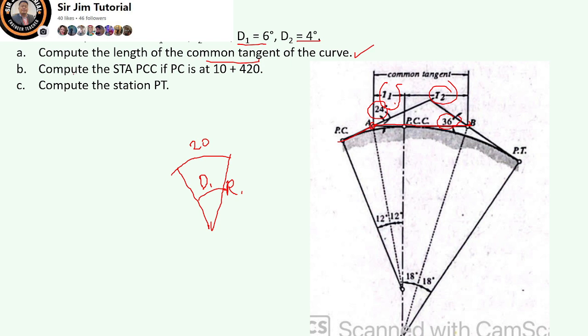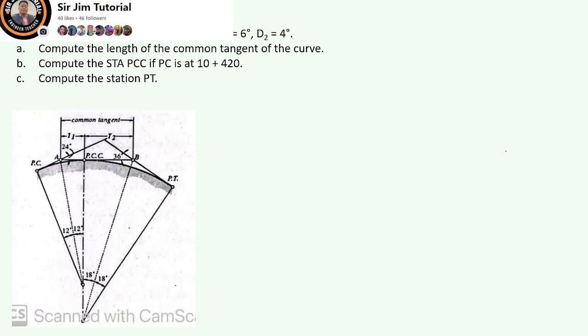For letter B, you're going to compute the station PCC. If PC is at 10 plus 240, you are going to compute PCC. In other words, if you can get the length of curve of the first curve, then you can get PCC, because PCC here is just equal to PC plus length of curve 1. Okay, I hope it's clear. And then compute station PT. Where's PT? This one. If you have the length of curve 1 and length of curve 2, then you can get PT. Okay, let's answer this one.